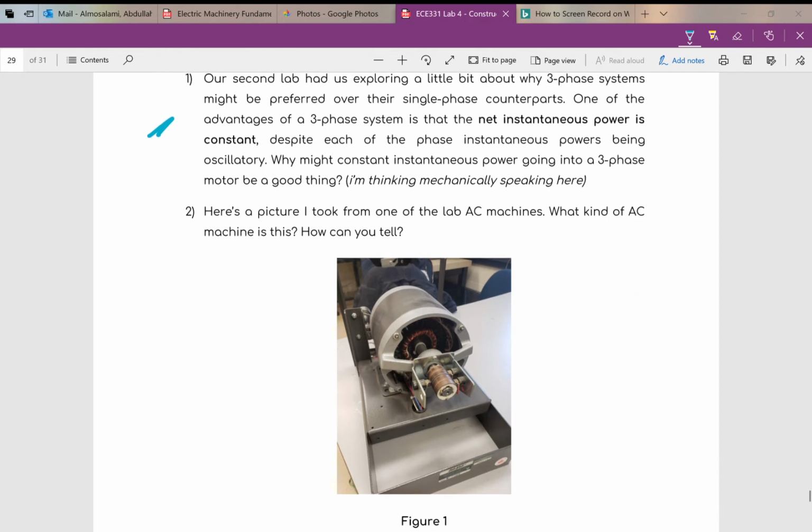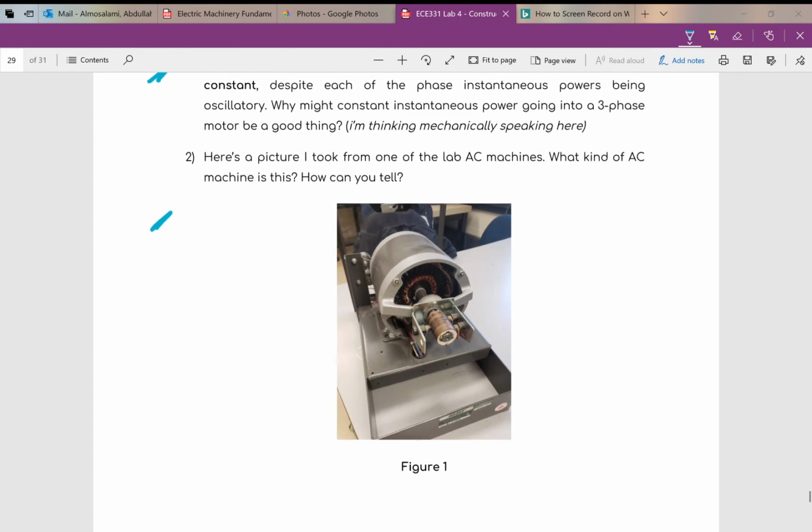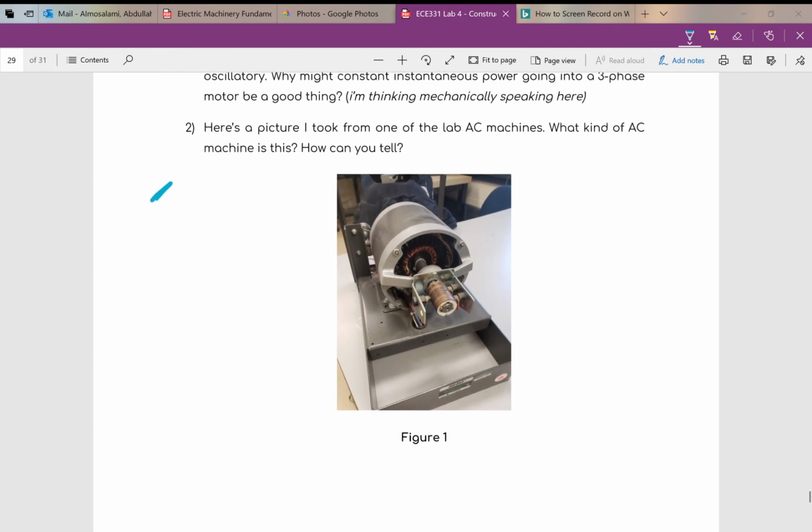All right. Here's the second question. What kind of AC machine is this? Some people have sent me lab reports, and they said this is an induction machine. Okay. I just want to say that's obviously the case. So that's not what I was asking. I was in particular asking you, what kind of induction machine is this? This is definitely not going to be a synchronous machine, because I'm assuming that you guys haven't learned that yet. So the only machine you've seen so far is an induction motor.